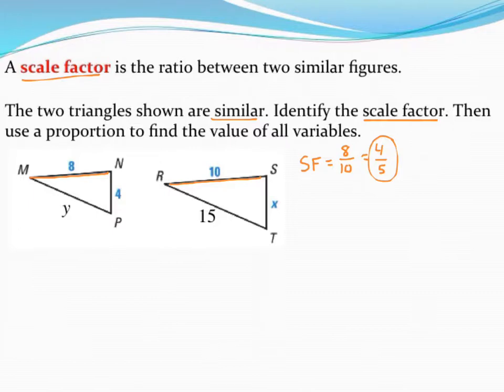Okay, there was one more part to this question, and that was once we found our scale factor, let's go ahead and find the value of all the variables. And so to do that, we're going to use proportions. Let's stick with the scale factor we just found, 4 over 5, and let's use that to find what side x is going to be. It doesn't matter if you find x or y first, but we'll go x first. Notice where x is located. It's over here. That corresponds to this side 4 on the smaller triangle, the one on the left.